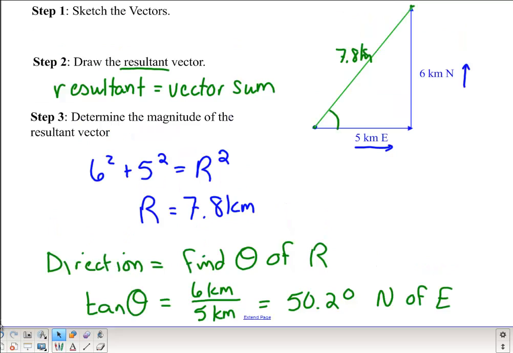So that's how I can take multiple vectors that are at right angles to each other, and find a single resultant or vector sum. Sometimes when I'm adding vectors, they are not 90 degrees to each other, and when that's the case, I have to break them into their components.